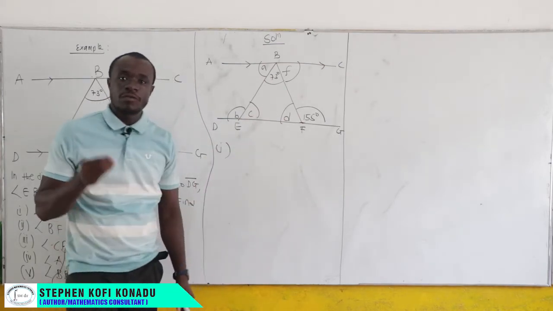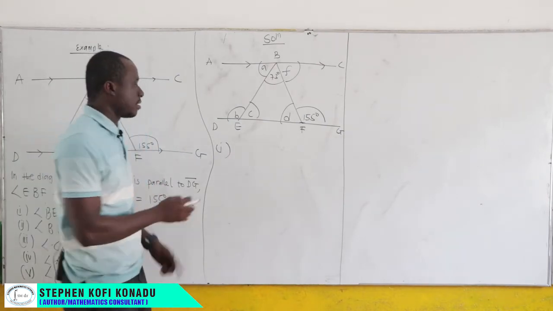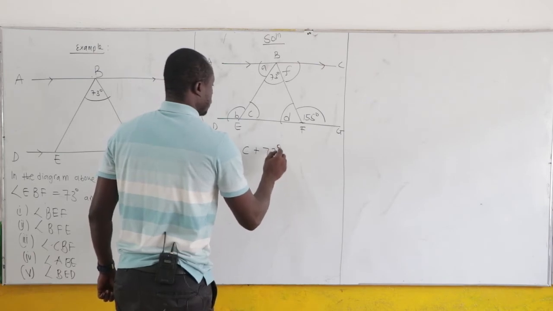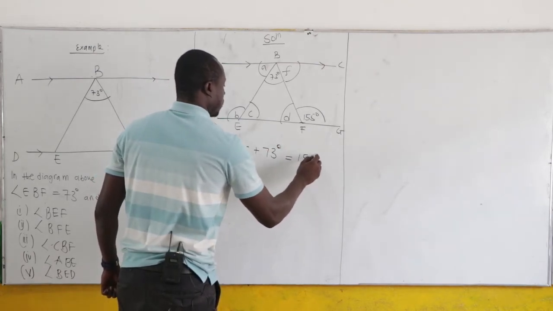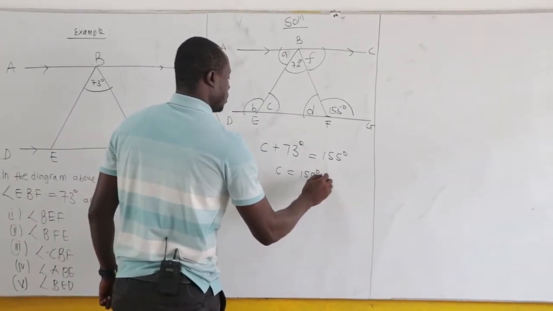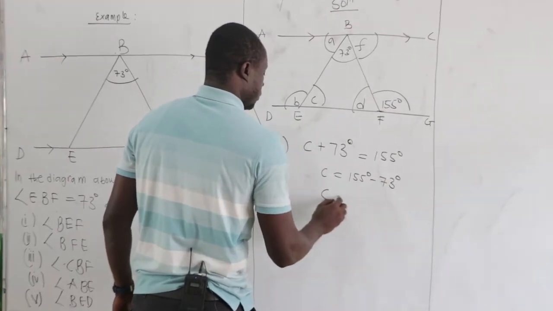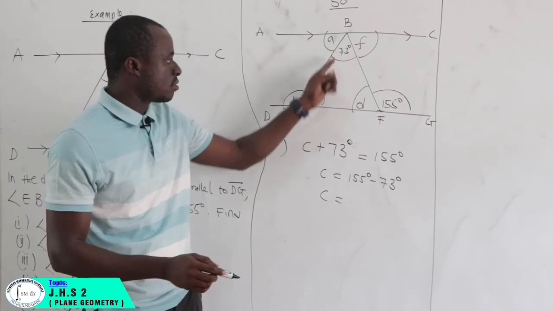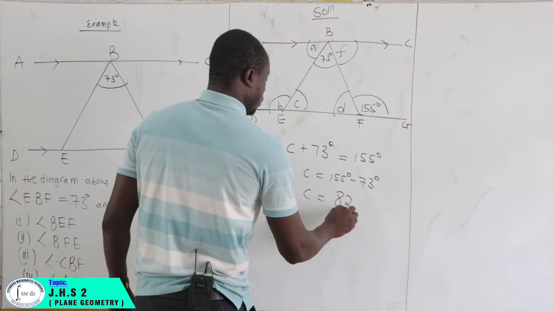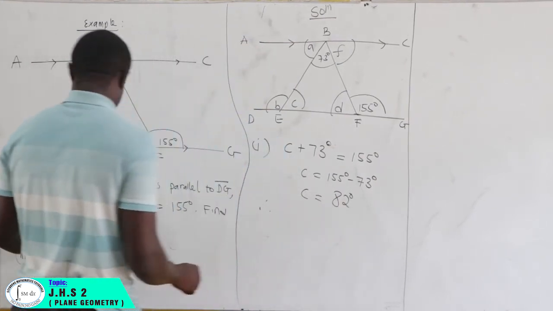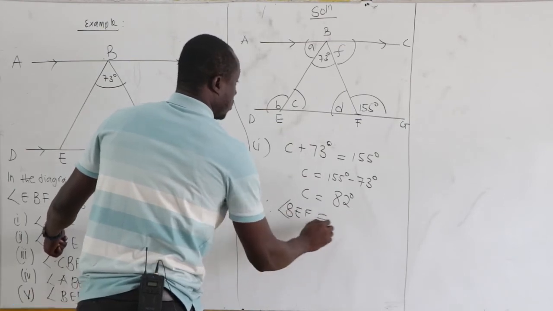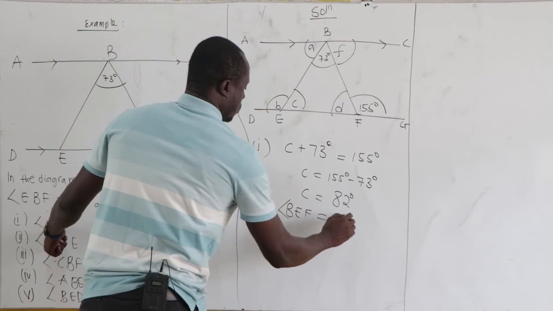Now we know that the sum of two opposite interior angles is equal to the exterior angle. So C plus 73 degrees equal to 155 degrees. So you have our C to be equal to 155 degrees minus 73 degrees. Why? Sum of the two opposite interior angles is equal to the exterior angle. So 155 minus 73, this is just 82 degrees. Therefore, the first one, BEF, equal to 82 degrees.